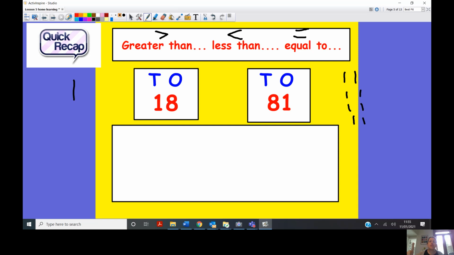So I'm going to be drawing my less than symbol, because if you think about it, is my hungry crocodile going to want to eat 18 or 81? It's going to want to eat 81.